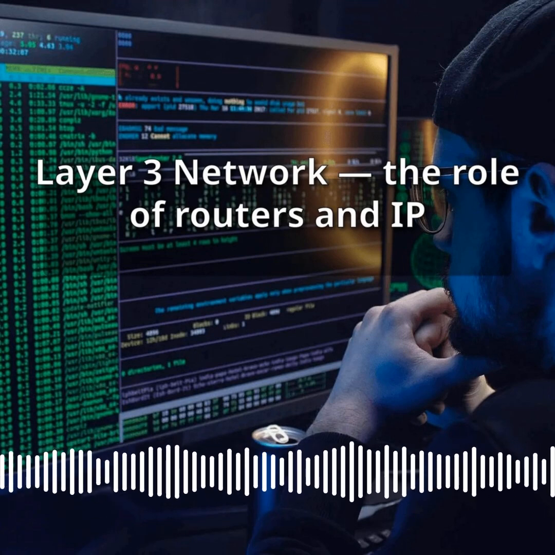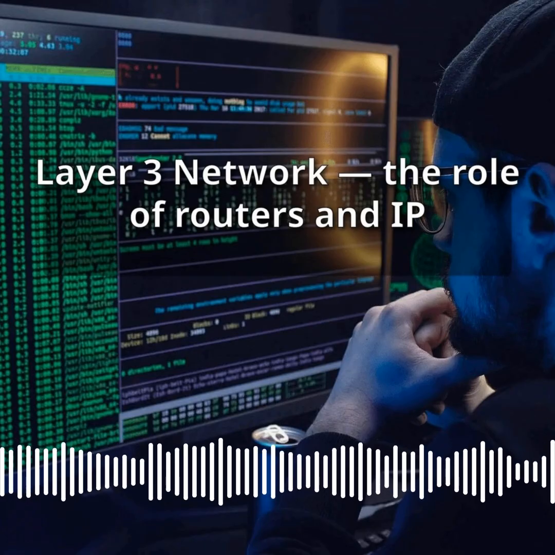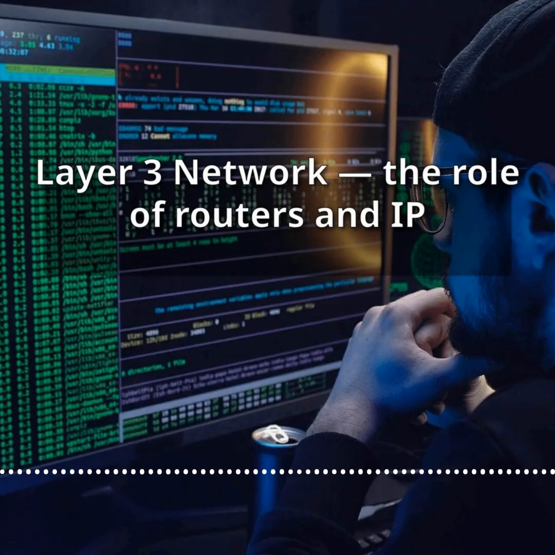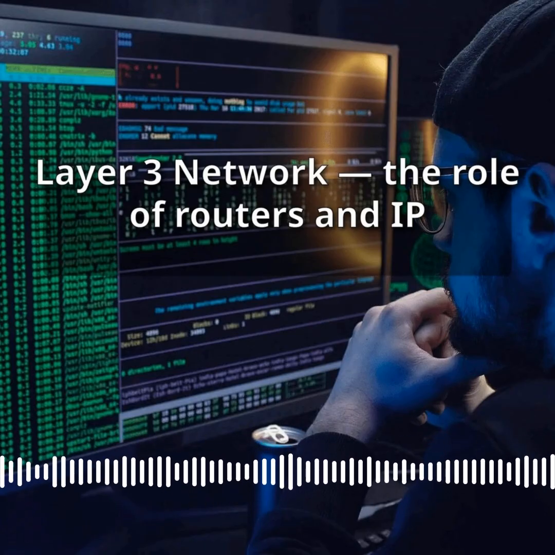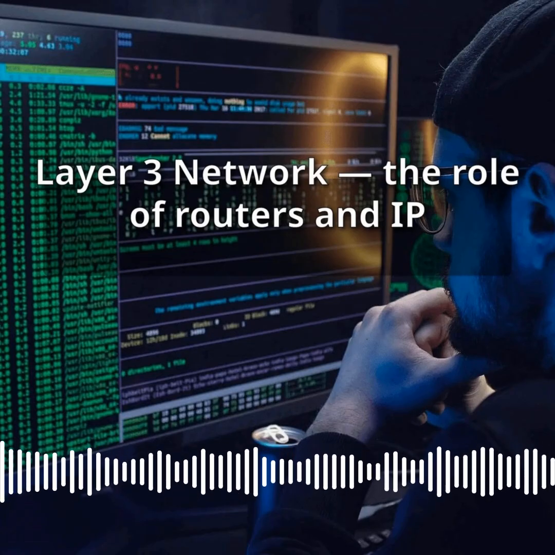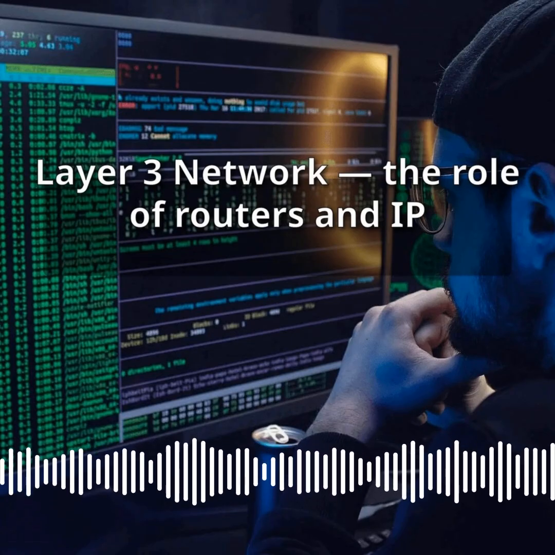ICMP, the diagnostic protocol at Layer 3. Alongside IP, another important Layer 3 protocol is the Internet Control Message Protocol, ICMP. ICMP is used to send error messages and operational information about the network.